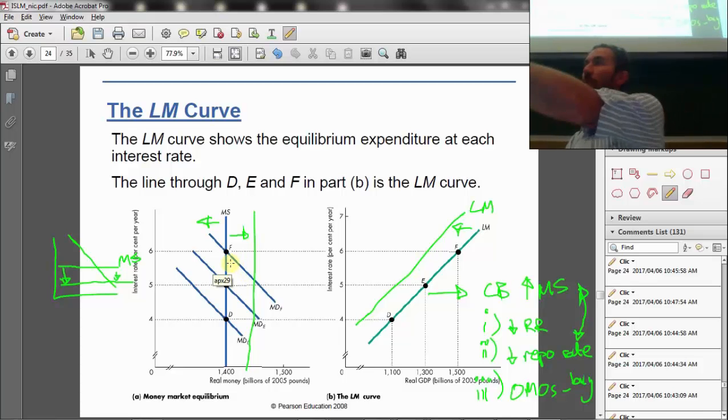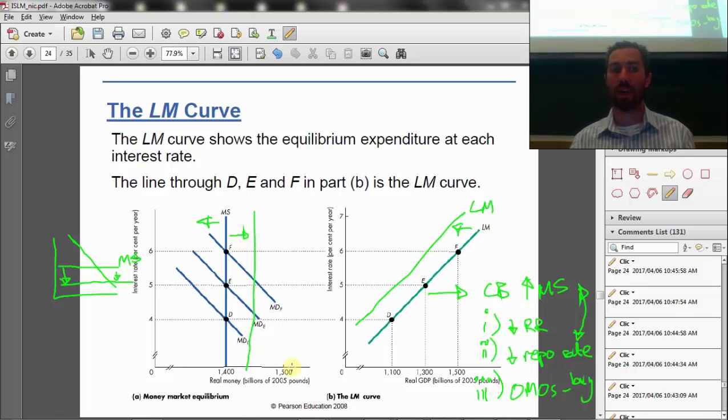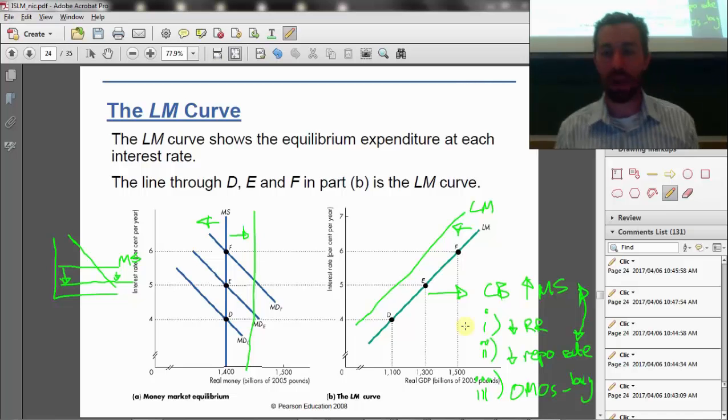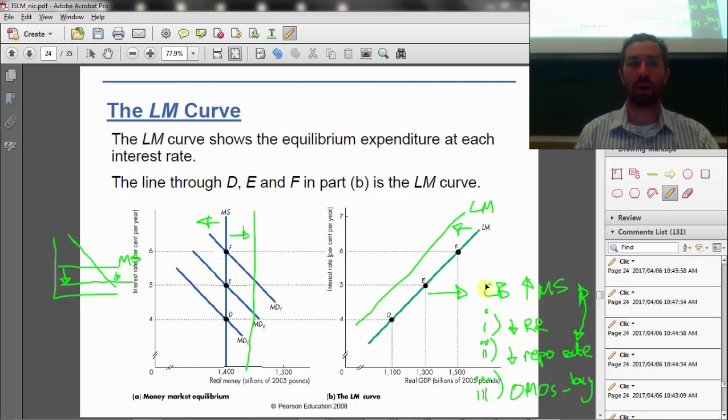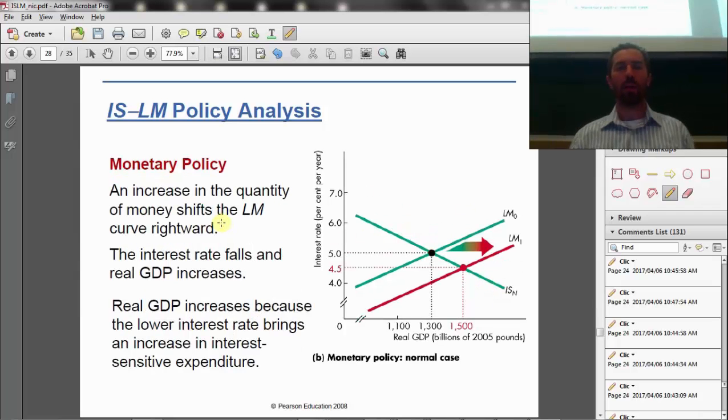So in purchasing the bond from you, I have increased the money supply. I've increased the amount of money in circulation in the economy. So yeah, buying bonds shifts the LM curve to the right. So if we then get to our monetary policy slide, if I shift the LM curve to the right, I see that my equilibrium occurs at a higher level of output, right? And of course, we've got a lower interest rate.